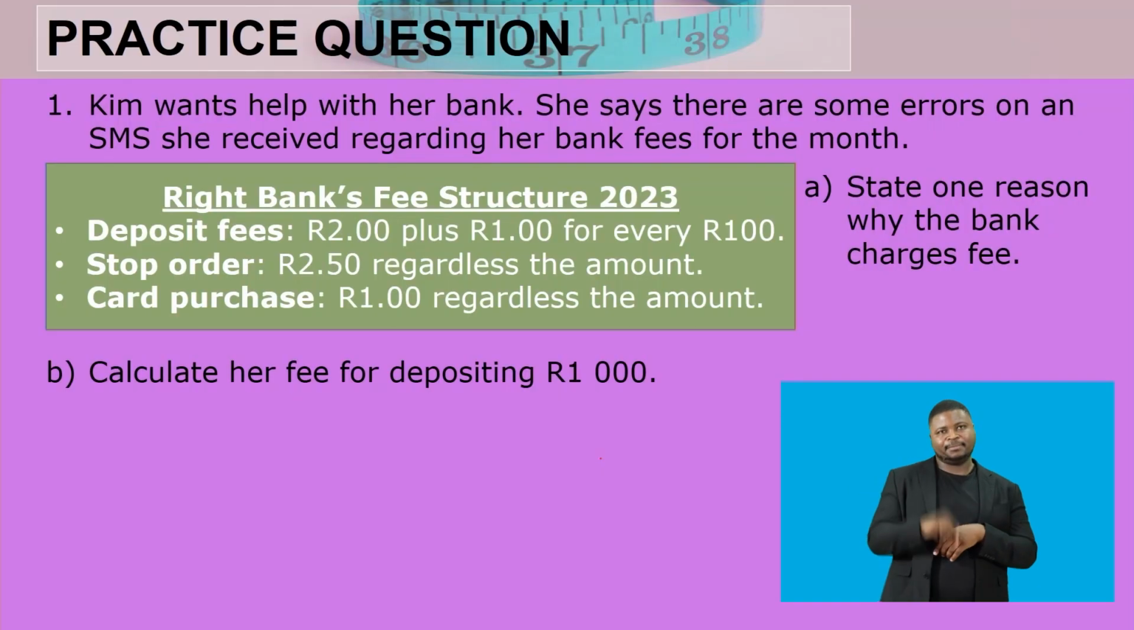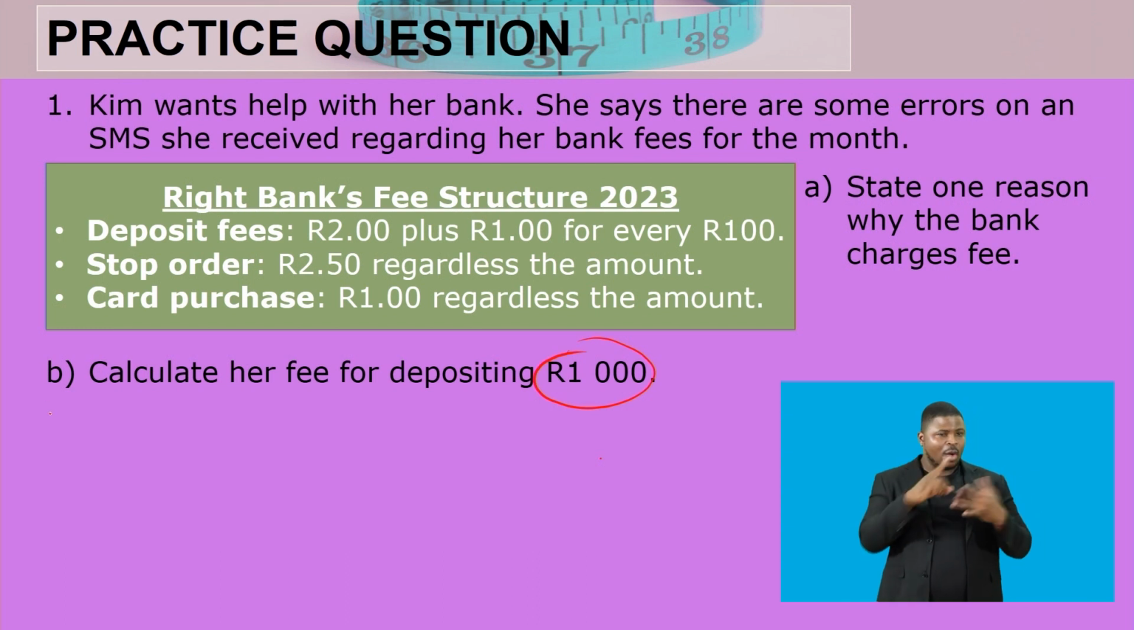B says, calculate her fee for depositing 1,000 rand. Let's go to the fee structure. We check. Deposit fees are 2 rand plus 1 rand for every 100 rand. So the first thing is you need to know how many 100 rands we have in 1,000. Let's try and do it manually.